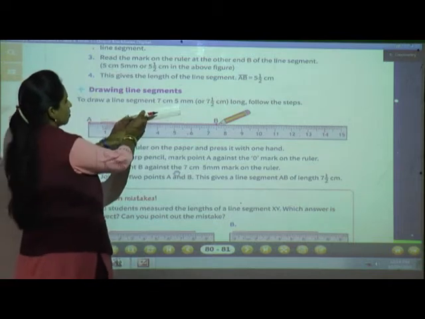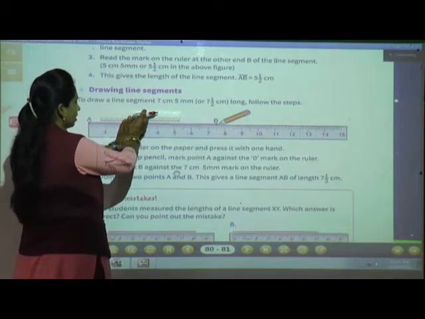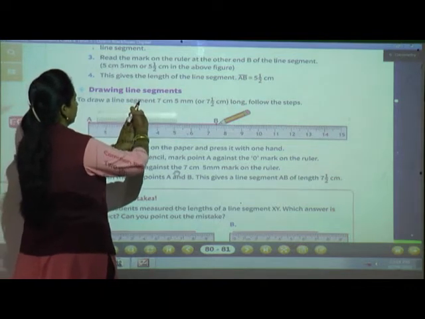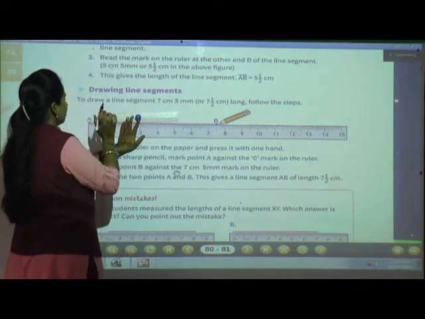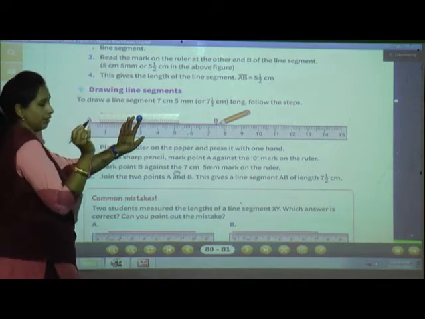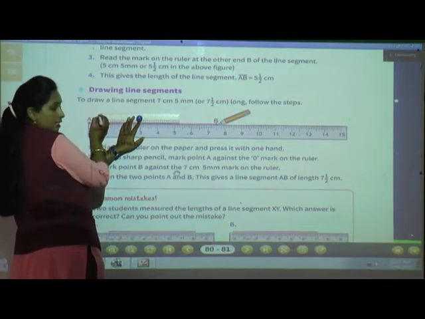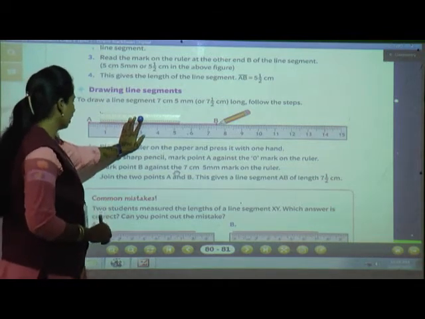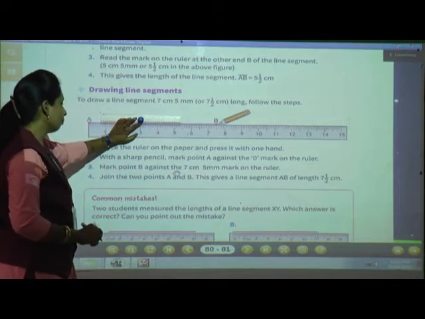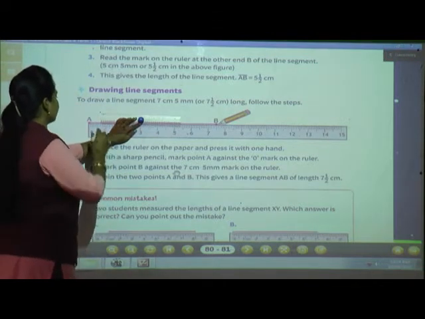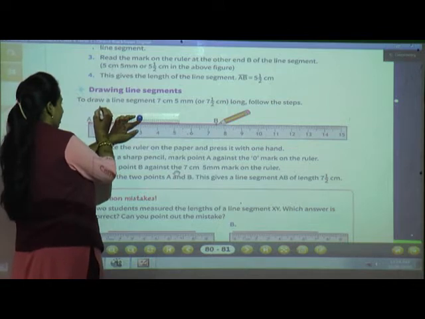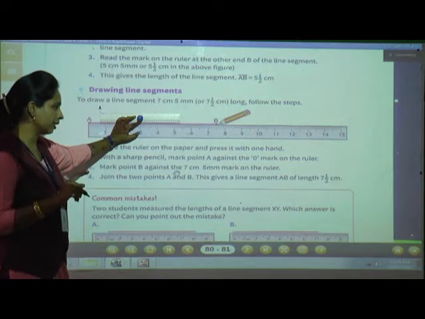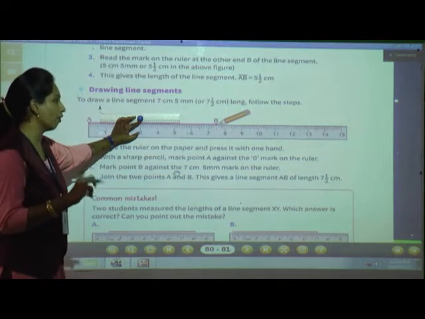So, just press your scale with one hand and give the point where? At the 0. Can you see 0 at the left side? So place one point. Okay. Then what you will do? Mark the point and write A here. Okay. And mark point B against the 7 centimeter and 5 mm mark on the ruler.